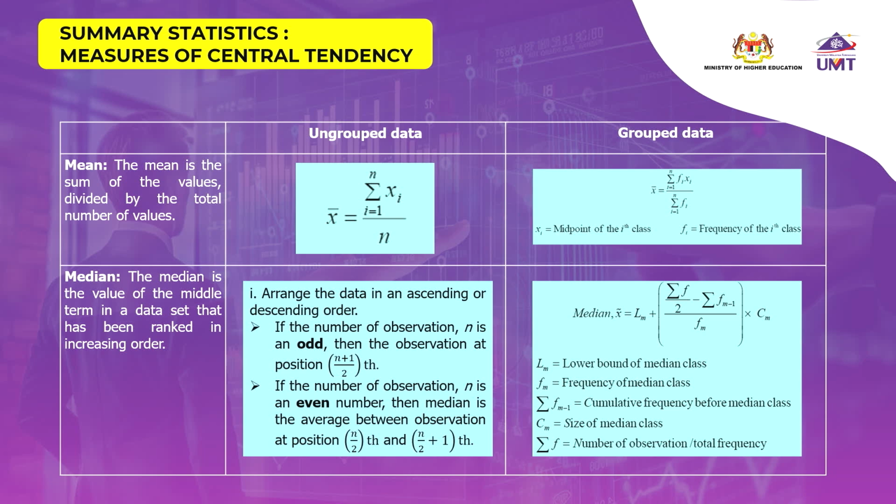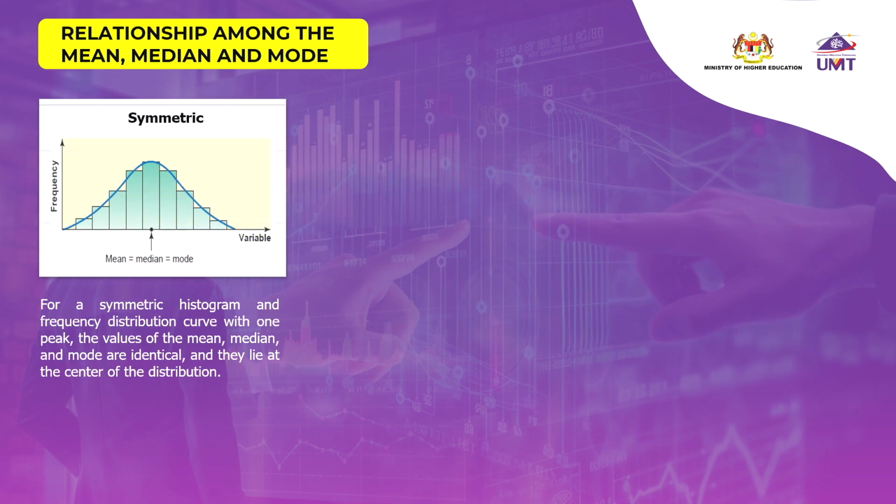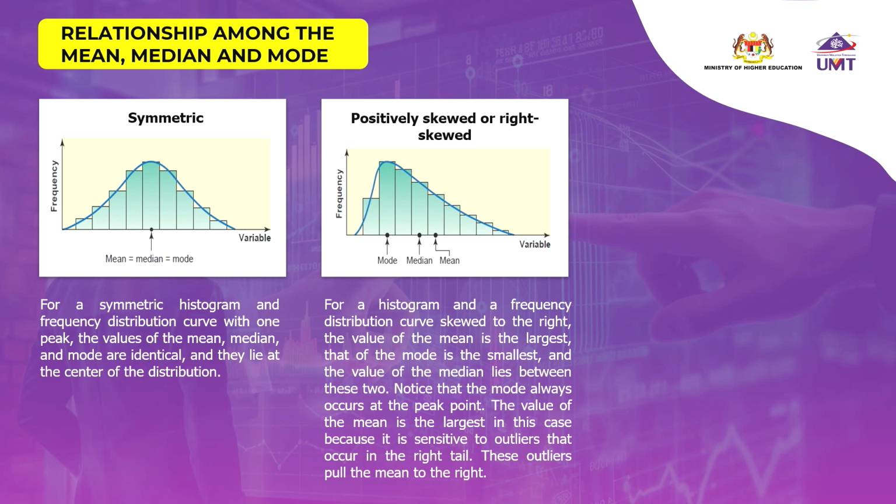This helps us understand the center of the data. The mean is the average, the median is the middle value, and the mode is the most frequent value. Each of these measures is calculated based on the type of data, whether it is ungrouped or grouped. Here's how those measures behave depending on the data shape.